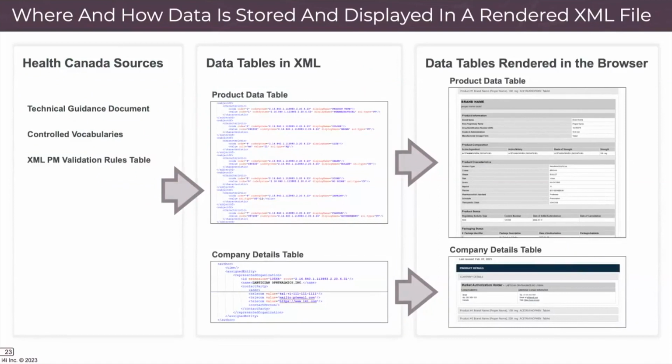When an XML PM is rendered in a browser with Health Canada's style sheet, the product data and company information is displayed as tables at the end of the document. This data is taken from the metadata held in the file. The metadata structure for this file is outlined in the XML PM technical guidance document, and the metadata values and rules are found in other guidance. For links to the latest guides, please feel free to reach out to us after the webinar.